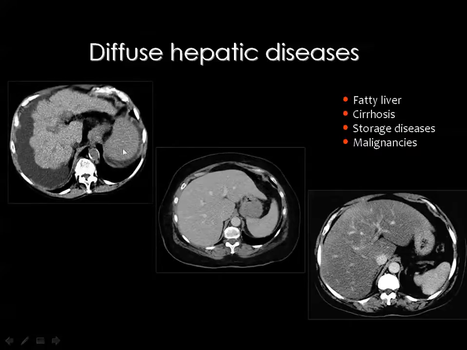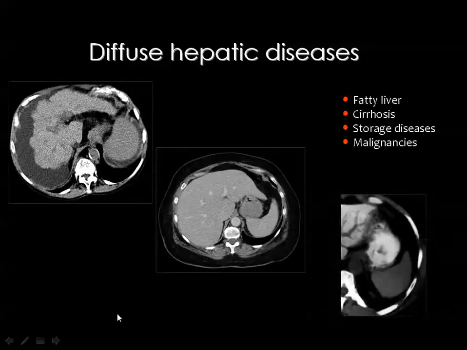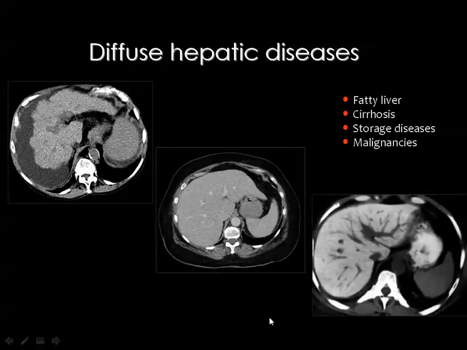And if you look here and you see the liver is shrunken with lobulated outline, and you see ascites, and the spleen is usually enlarged, then this is cirrhosis. But in patients who are not injected with contrast media, if you see that the liver is more dense compared to the spleen, then you know that this is a storage disease, and you may diagnose hemochromatosis or hemosiderosis in some conditions.